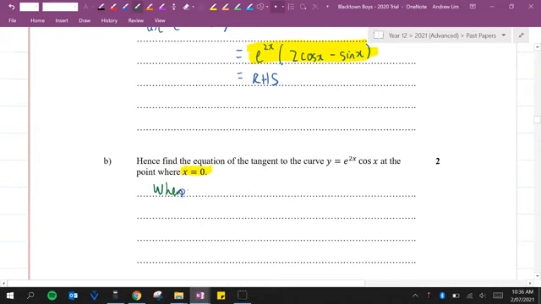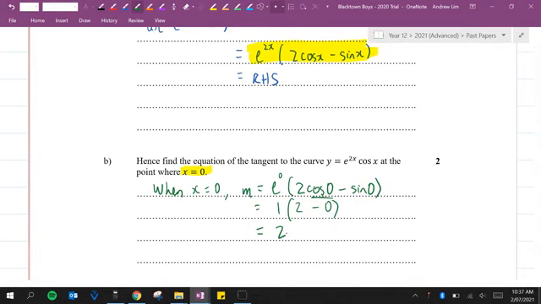So when x is equal to 0, the gradient is going to be e to the power of 2 times 0, or 0, times 2 cosine of 0 minus sine of 0. e to the power of 0 is 1. Cosine of 0 is 1. 2 times 1 is 2. Sine of 0 is 0. So that means we've got a gradient of 2. Okay, so I'm assuming you'll get 1 mark for finding the gradient, but we need to find the equation of the tangent.